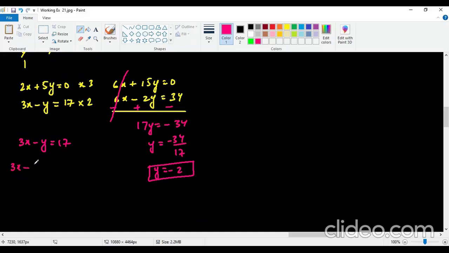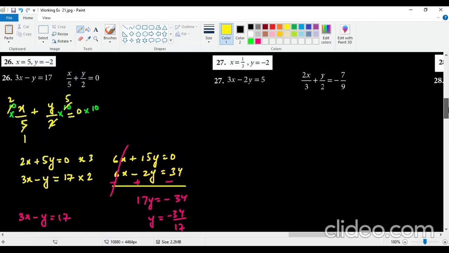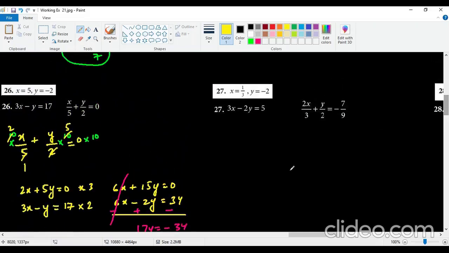So 3x minus y equals 17. Now I will use the value of y, which is negative 2. So 3x plus 2 equals 17. So 3x will be equals to 17 minus 2. So 3x will be equals to 15, and x will be equals to 15 over 3, which in turn gives us 5. So the value of x is 5 and the value of y is negative 2.